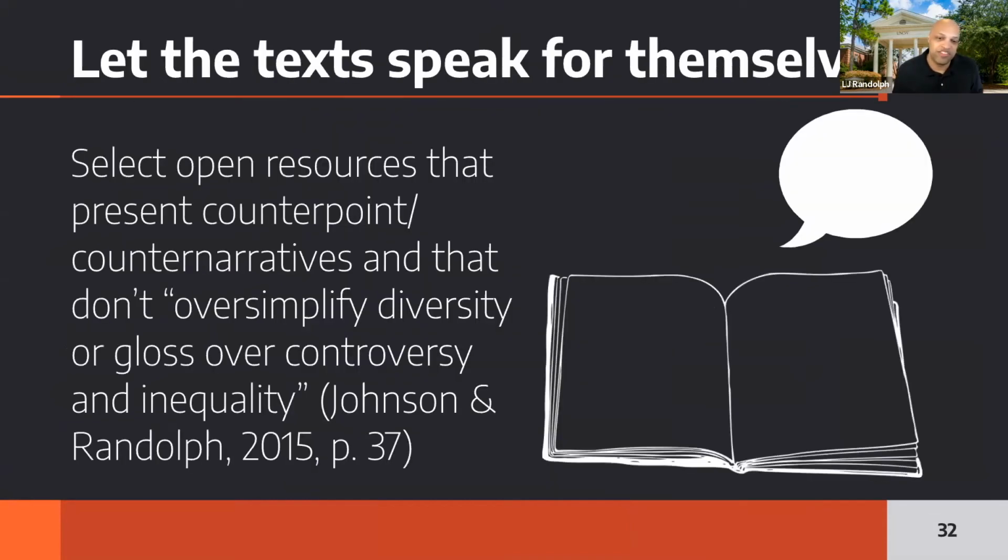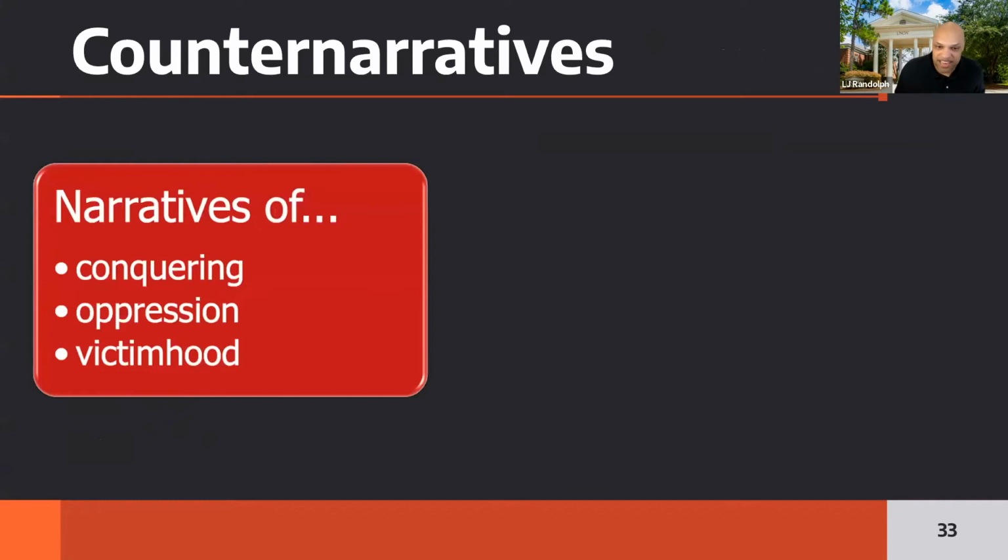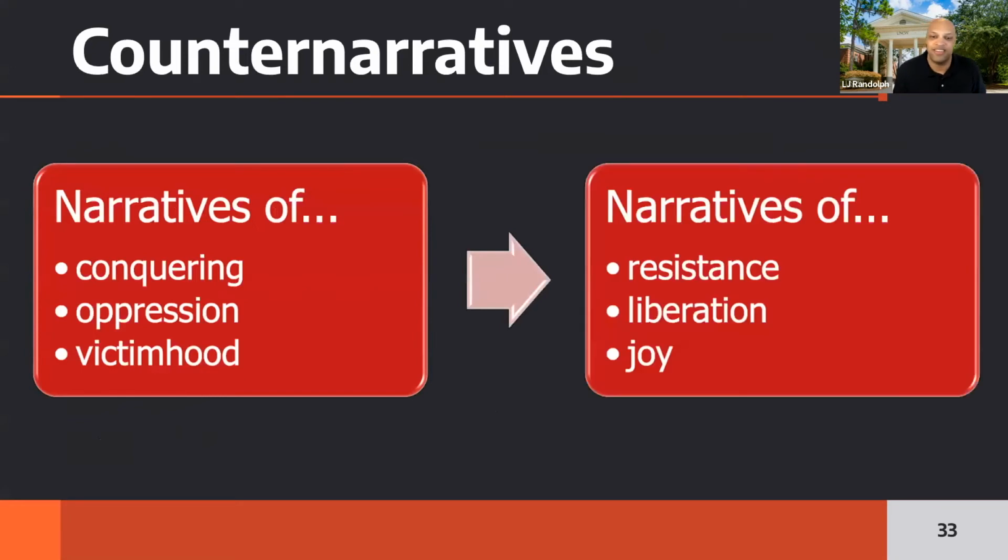What I need to do is take those texts, and again, text in a more general sense, not just written text, and find resources that present counterpoints and counter narratives, making sure that I'm not oversimplifying the diversity or glossing over the controversy or the inequity that these texts address. And the cool thing about it is when you do that, you move from narratives of conquering, oppression, and victimhood to narratives of resistance, liberation, and joy, because that's what people are writing about. And that's the natural path that this takes when that's what we choose to focus on.